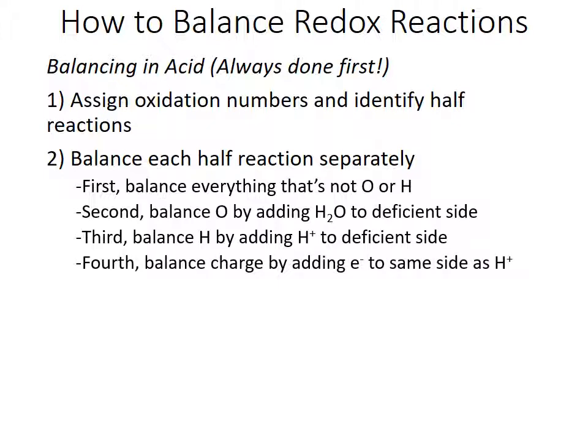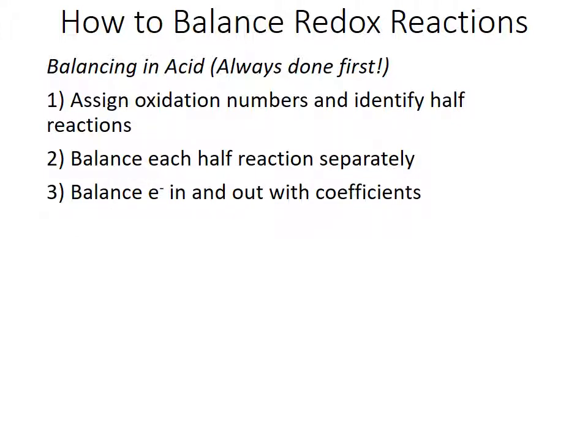Our last step is to balance the charge by adding electrons to the same side as the H+. We add those electrons because their negative charge can cancel out the positive charge, and you want to make sure that you're adding enough electrons that your reactant side and your product side have the same overall charge.